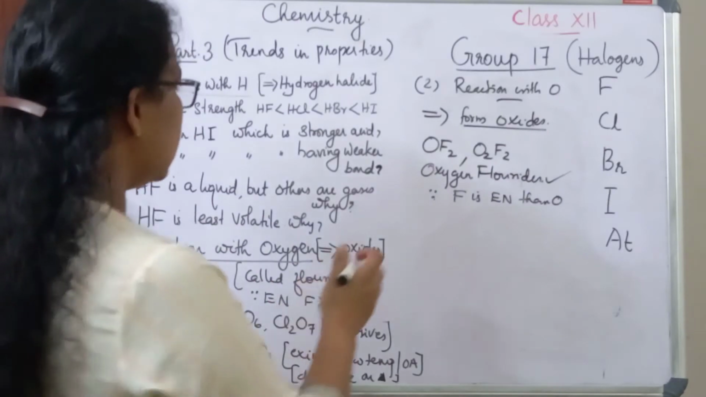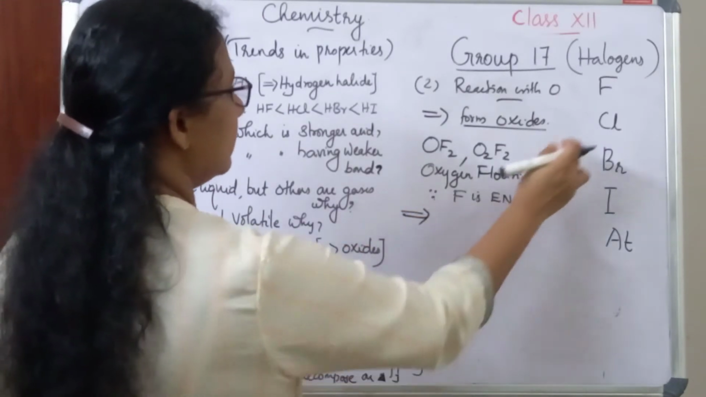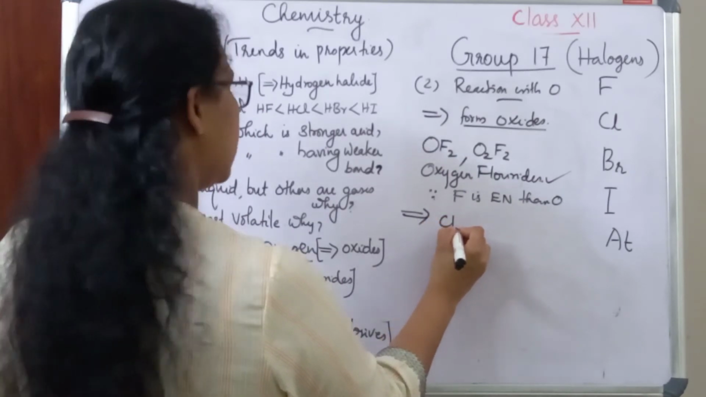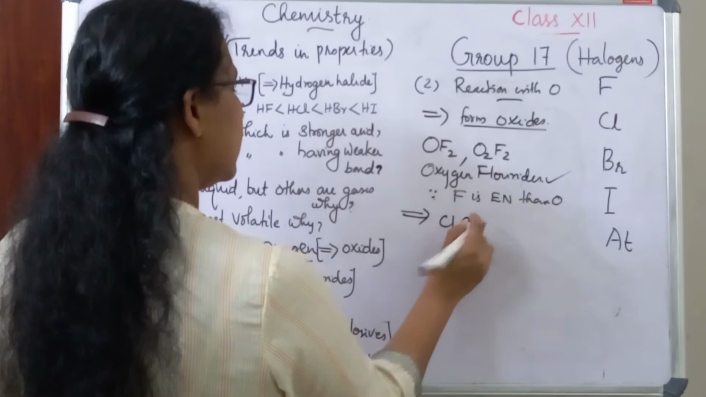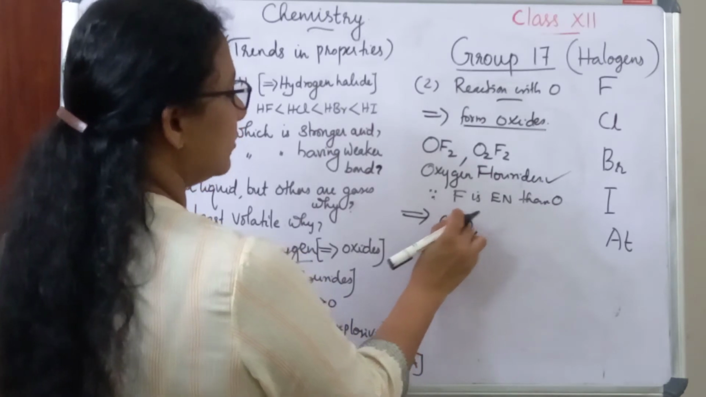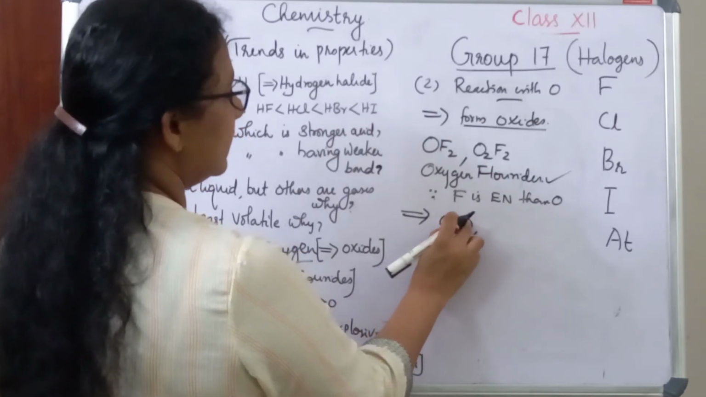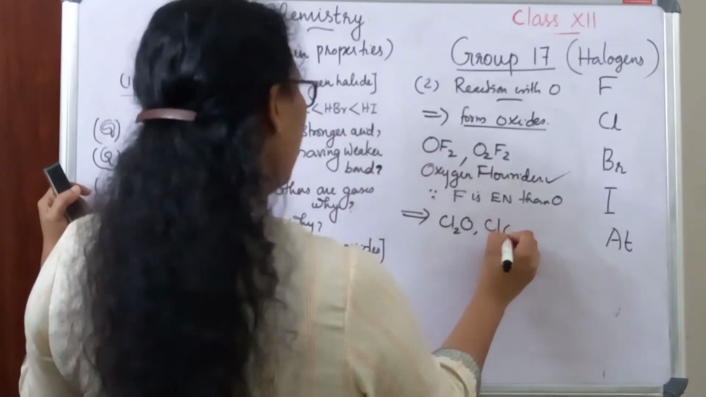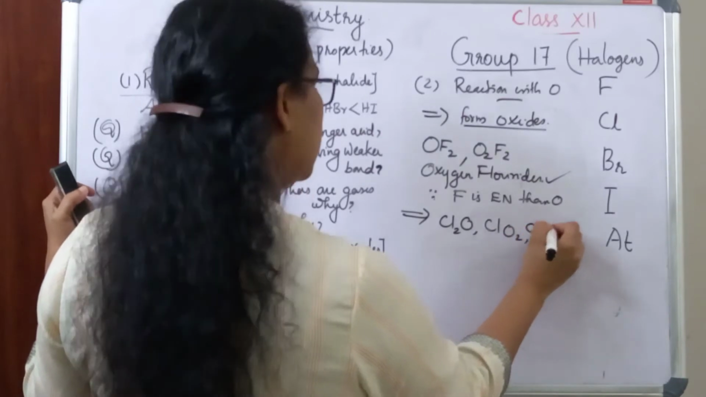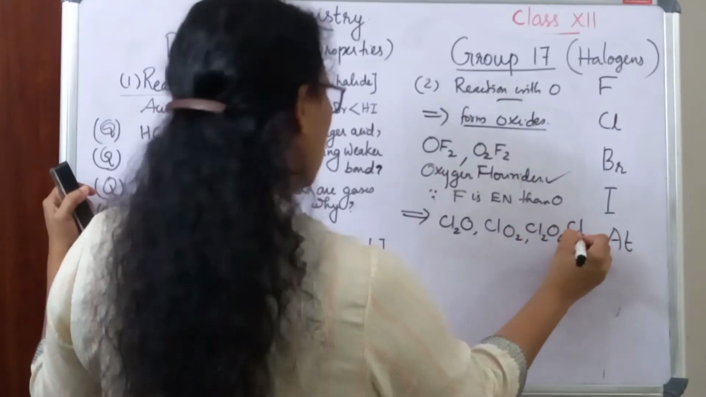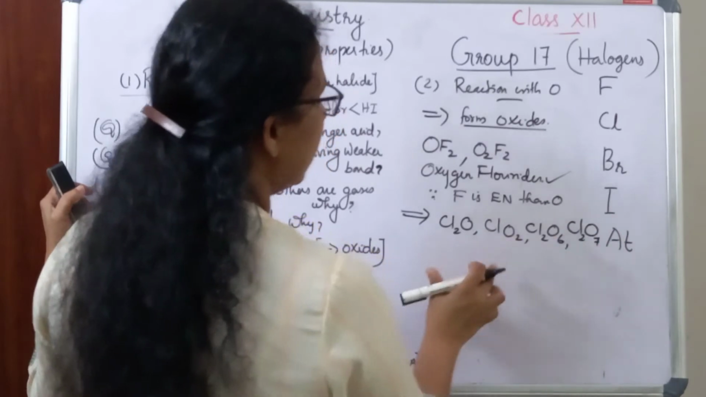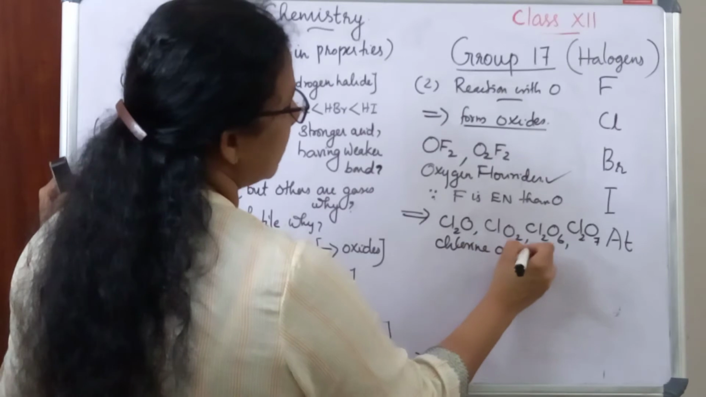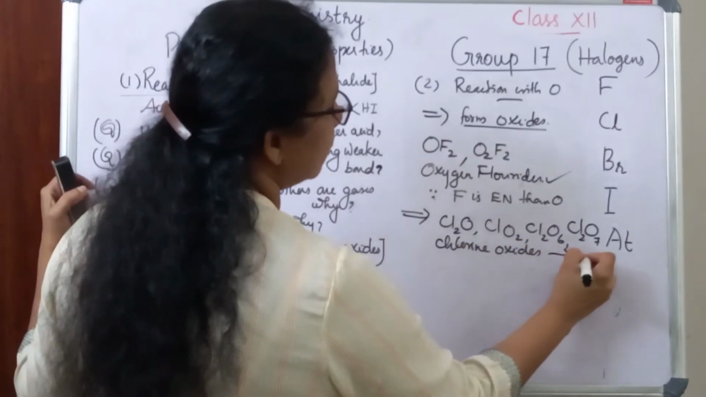Then another reaction is with chlorine. That forms different oxides. They are called oxides itself, since here oxygen is more electronegative than chlorine. They are Cl2O, ClO2, Cl2O6 and Cl2O7. So these are chlorine oxides. These chlorine oxides are explosive.